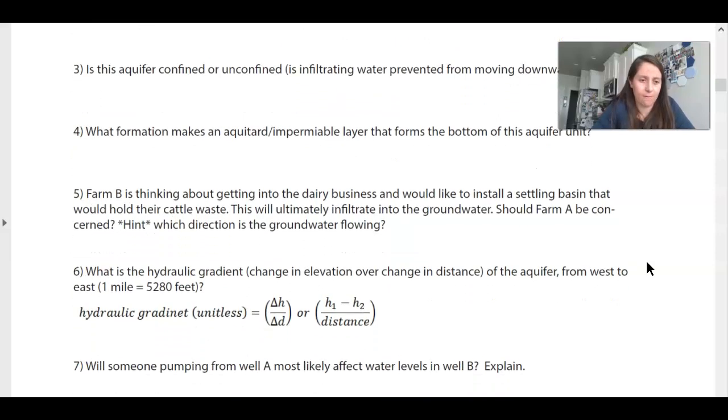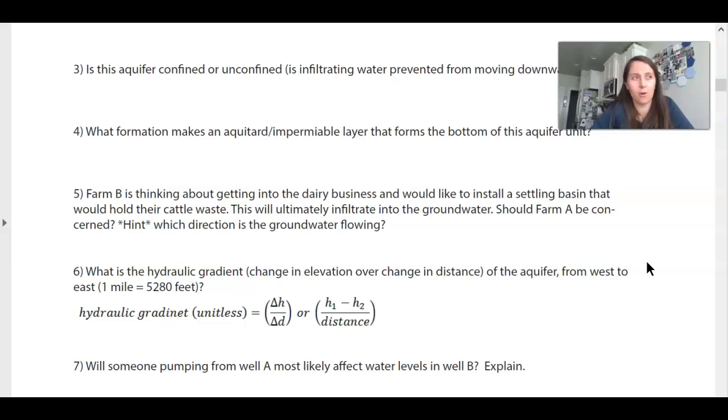Okay, so number 5. Farm B is thinking about getting into the dairy business and would like to install a settling basin that would hold their cattle waste. This will ultimately infiltrate into the groundwater. So should Farm A be concerned? So here he gives you a hint. Which direction is the groundwater flowing? So you have to think about groundwater flow.